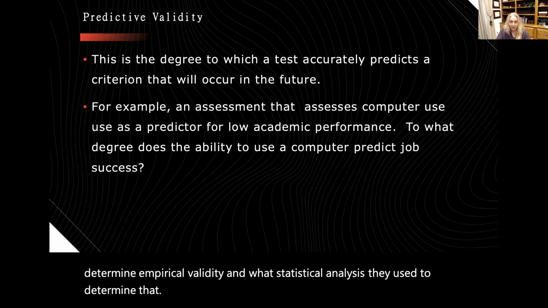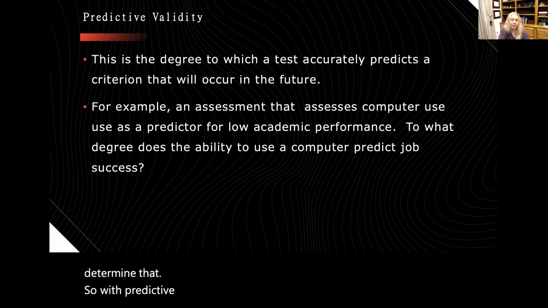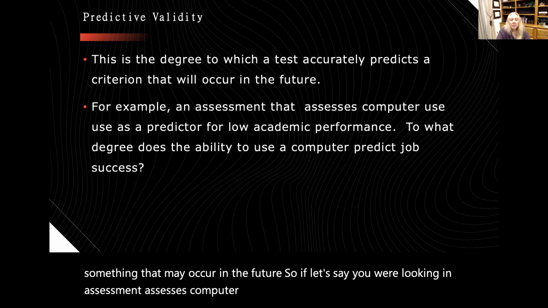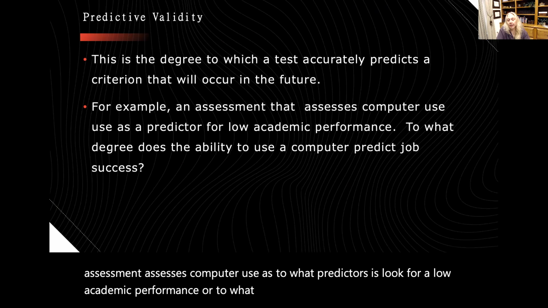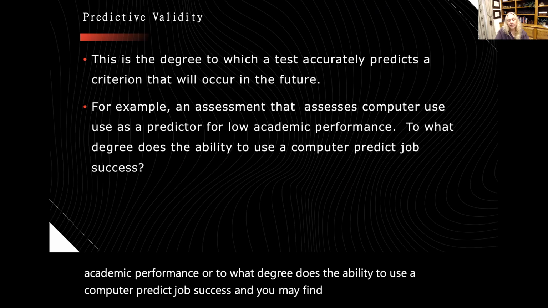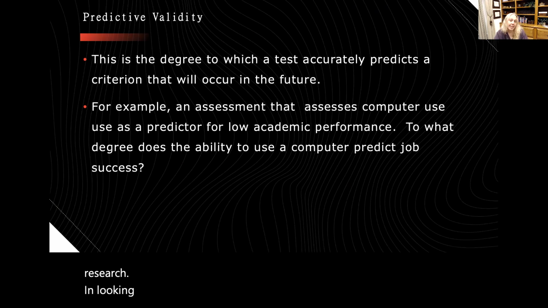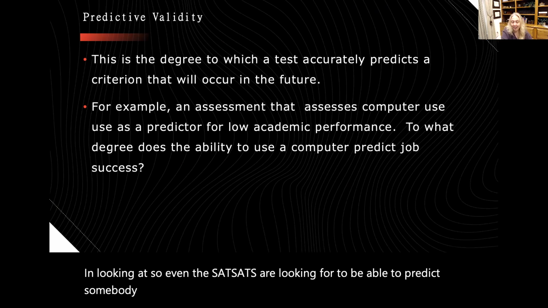So predictive validity is the degree to which a test accurately predicts something that may occur in the future. Let's say you were looking at an assessment of computer use: to what degree does it predict low academic performance? Or to what degree does the ability to use a computer predict job success? You may find predictive validity a lot of times in applied research or human resources research. Even the SATs are looking to predict somebody's success in college.